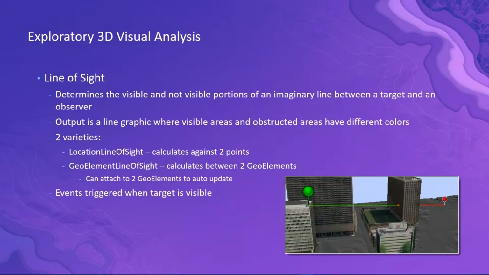But the advantage of the geoelement line of sight is that you can attach it to these two geoelements, and as their positions update based on the data or something else that's driving the position of that geoelement, the line of sight calculation will update automatically as well. So you don't need to redo that calculation. The API also will trigger an event when the target is visible. So you can keep track of, for instance, how many observers have visibility on a specific target at any particular time.